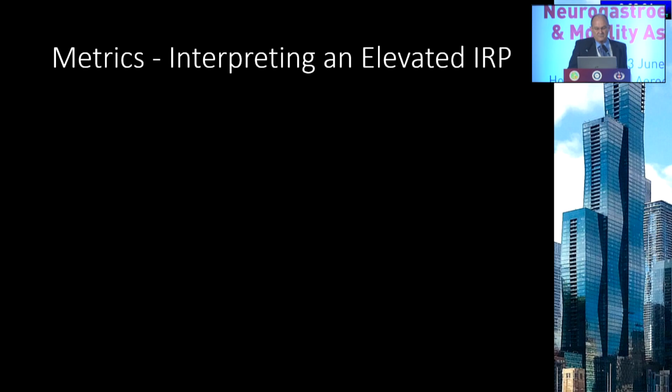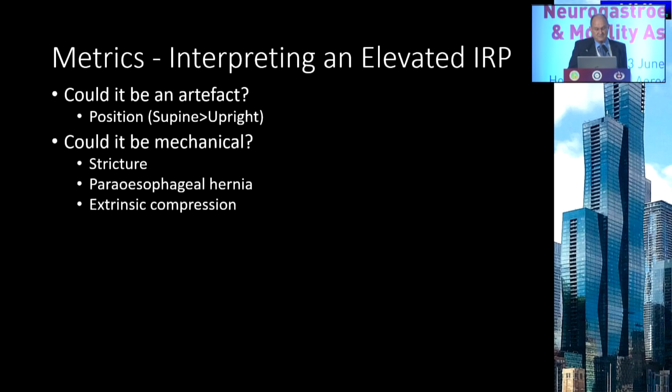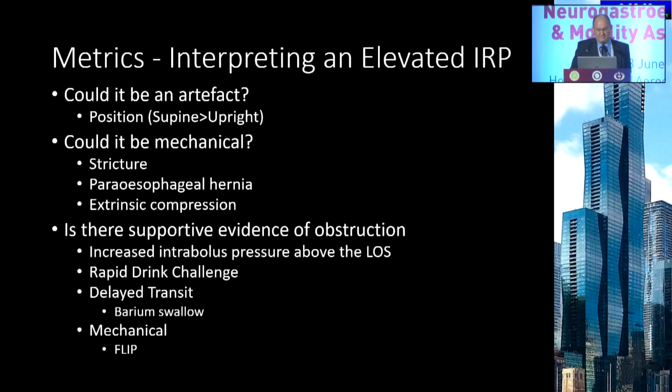So one of the problems we have with an IRP is, how do we interpret an elevated IRP? And the first question is always, could it be an artefact? And we know that there are positional artefacts, particularly in the supine position, where there can be compression from surrounding structures. Or could it be mechanical? Could there be an esophageal stricture there? Could there be something like a paraesophageal hernia or some extrinsic compression?